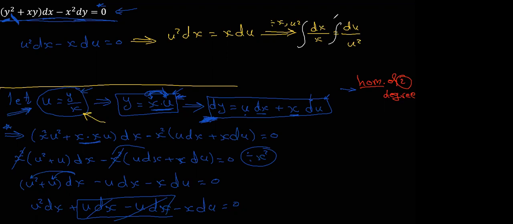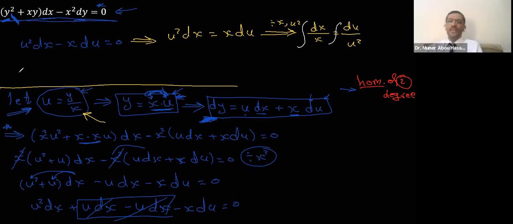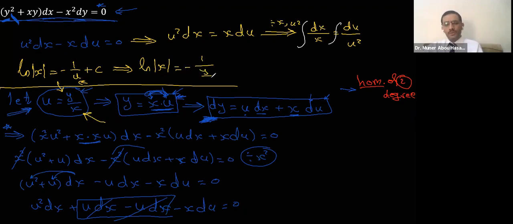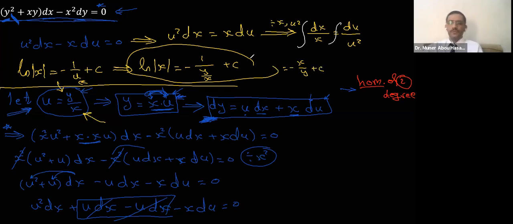Continue, please. So the answer will be the integral of dx over x, it is ln absolute value of x, equals the integral of du over u squared, it is negative 1 over u. Am I right? Plus c. Now go back to your u. I don't know anything about this u. So ln x equals negative 1 over y over x plus c. This is your solution. You can write this as negative x over y plus c if you need. What do you think about the problem?